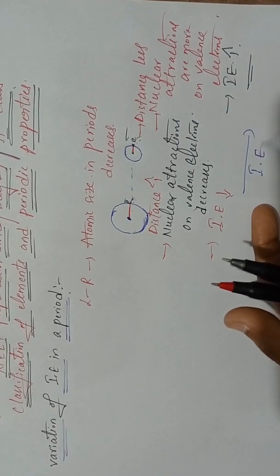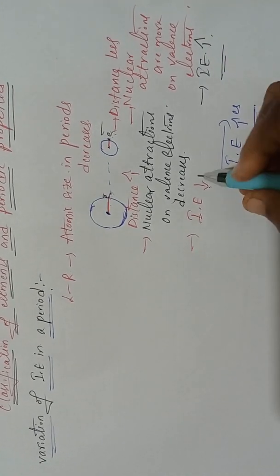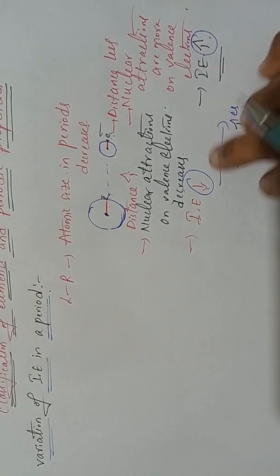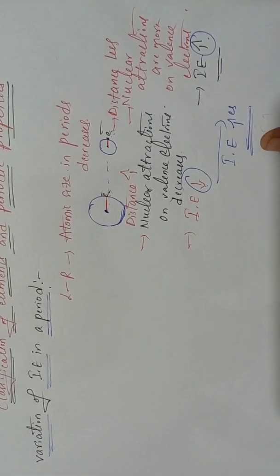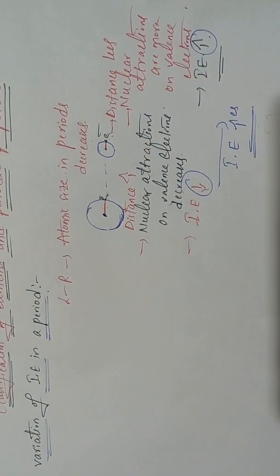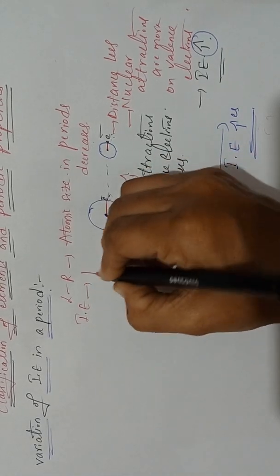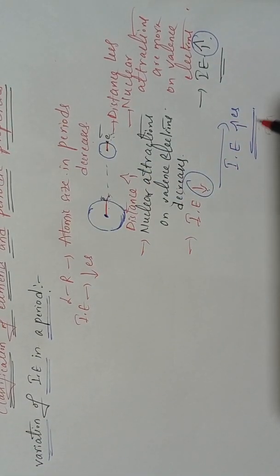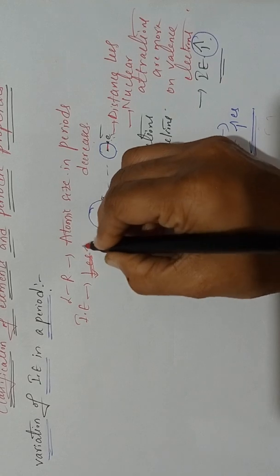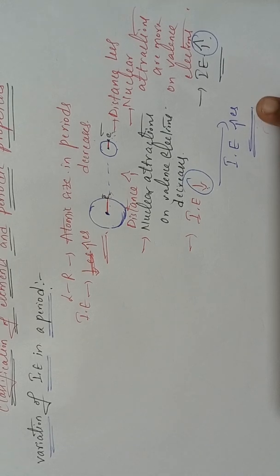So from left to right, finally, that means ionization energy increases. Clear this one? Ionization energy increases. Understanding? Here decreases, here increases. Small to big, that is increases. Are you clear, students? So left to right, atomic size in periods decreases, students. Then what will happen? Ionization energy increases. Atomic size decreases, ionization energy increases. Clear, students?